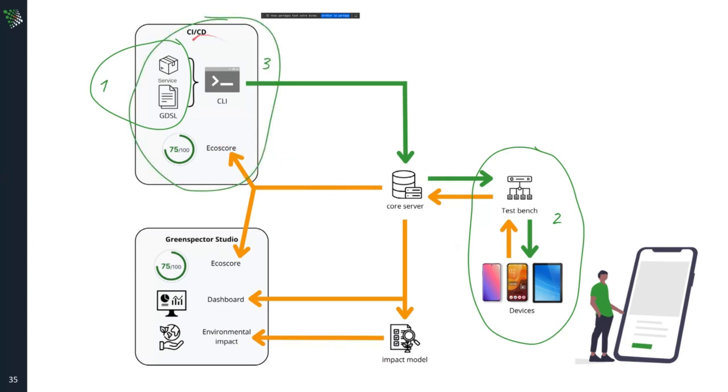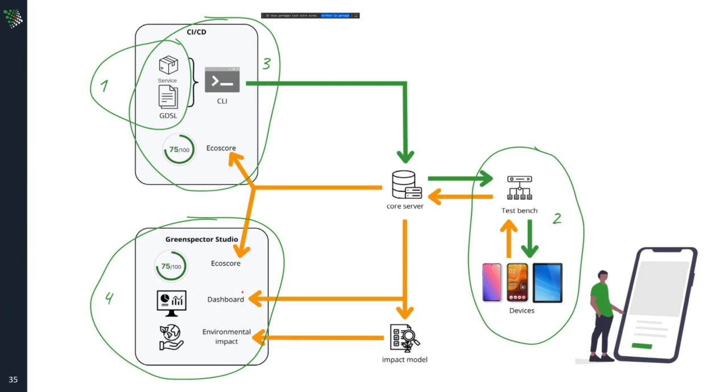And this kind of tests provide different types of results, which are an eco score, which is a grade regarding the application. We also provide dashboards to analyze the metrics of the application over time. And we provide an estimated environmental impact, accounting for uncertainty in the sources.